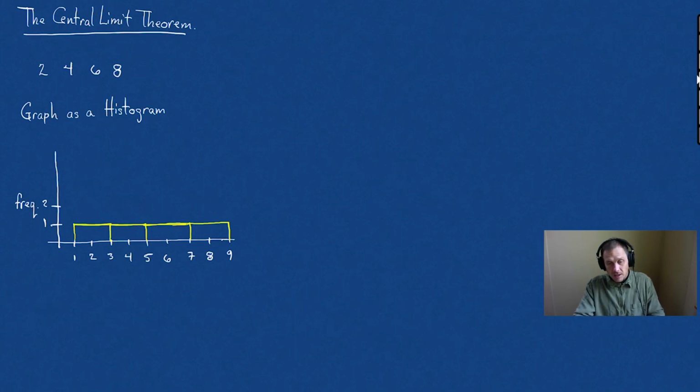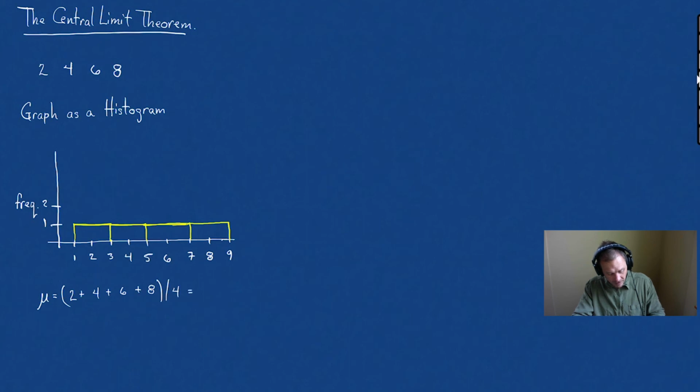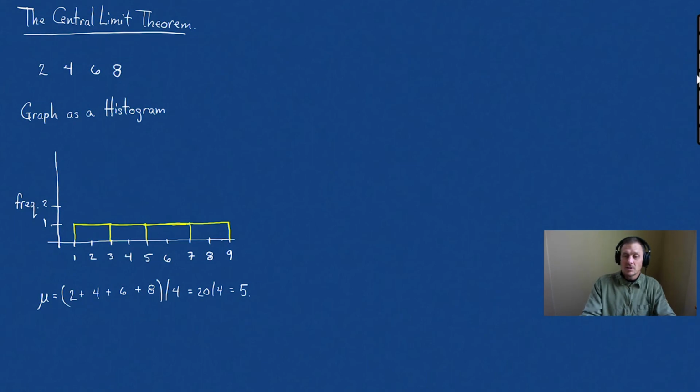Now from that distribution, what I'd like to do is let's find the mean, the variance, and the standard deviation. So the mean, mu, and we're going to assume that this is the entire data set, not a sample. So the mean would be 2 plus 4 plus 6 plus 8, divided by the number of data. We have 4, so 2 plus 8, that's 10, plus another 10, that's 20. Divided by 4. Now I'm coming up with a mean of 5. You should check me on that.